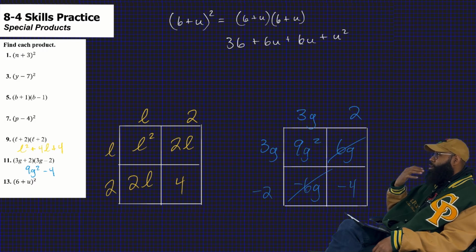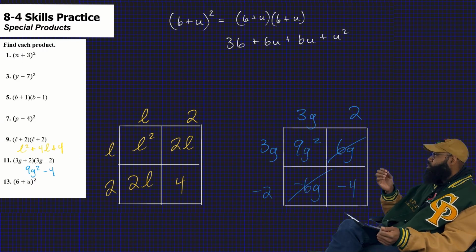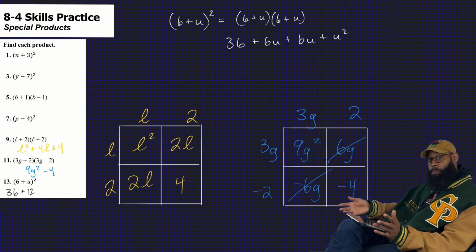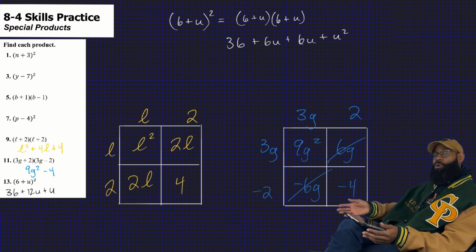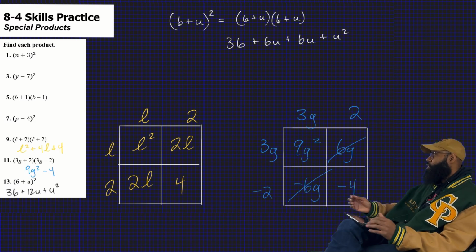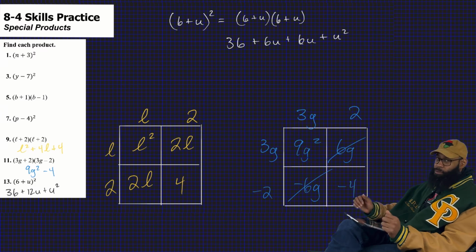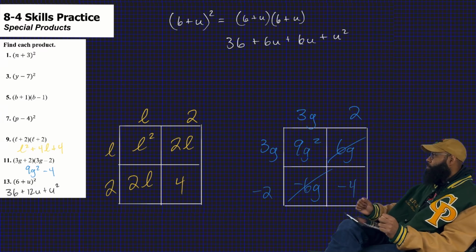Gotta add your like terms. So 2 middle terms will give you 12U. And again, guys, if you want to put that in standard form, you would start with U squared, then plus 12U plus 36. But you know, we're finding the product. We're multiplying them out. All right, guys, so that first odds are done.